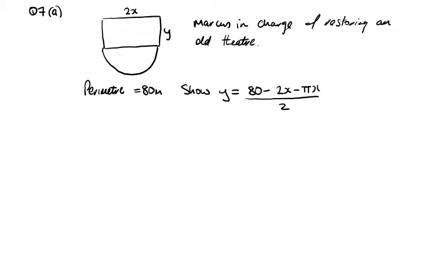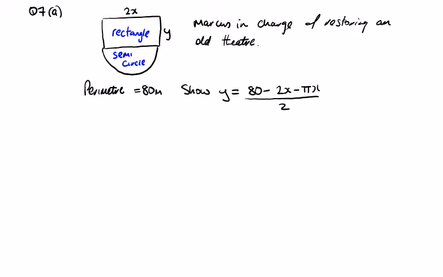Question 7, part A. We're given this diagram. We're told Marcus is in charge of restoring an old theatre, but what we see is a semicircle and a rectangle. So just think of the shapes. It doesn't really matter what the story behind them is.